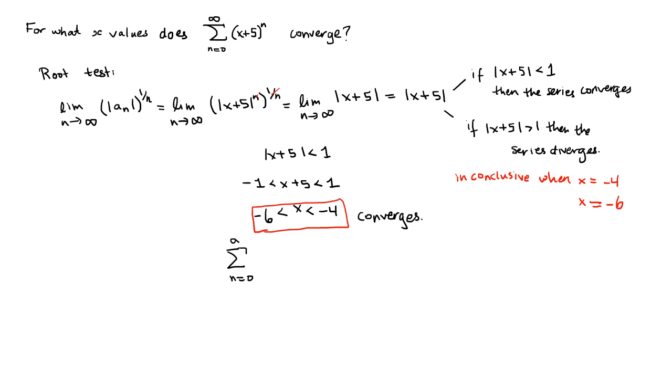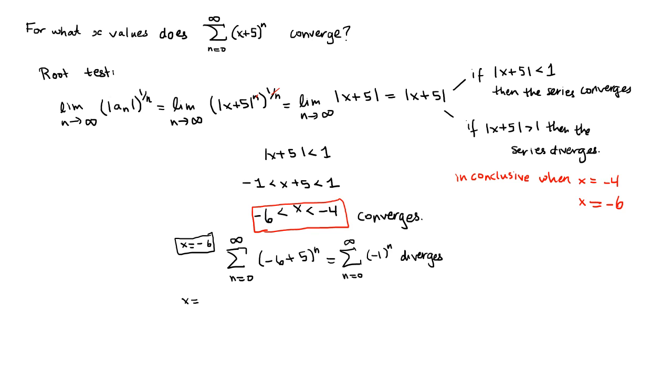So let's start by looking at x equals -6. If I plug in x equals -6, I get (-6 plus 5)^n, and that's the sum from n equals 0 to infinity of (-1)^n. This one diverges.